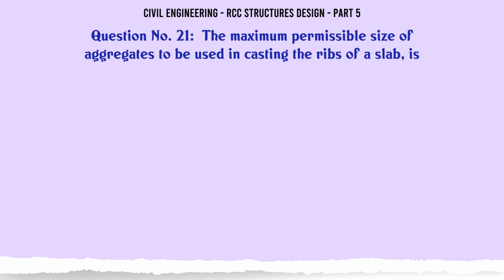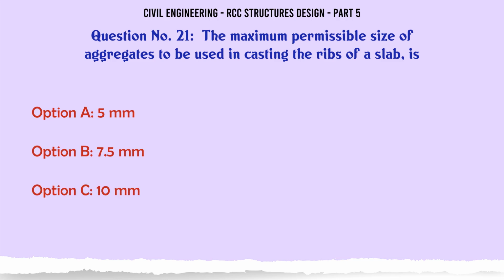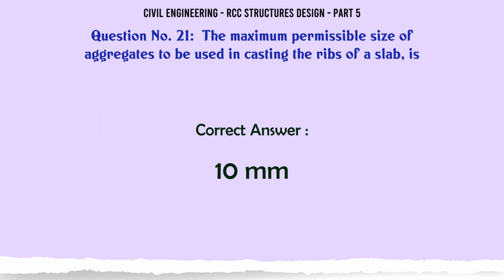The maximum permissible size of aggregates to be used in casting the ribs of a slab is A. 5 mm, B. 7.5 mm, C. 10 mm, D. 15 mm. The correct answer is 10 mm.